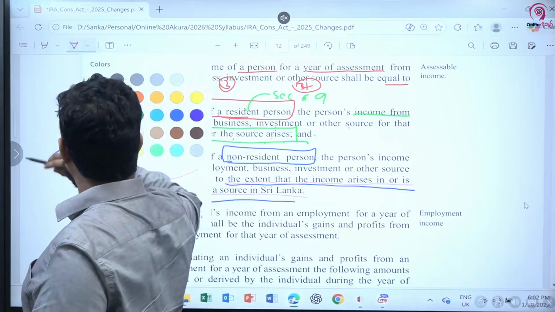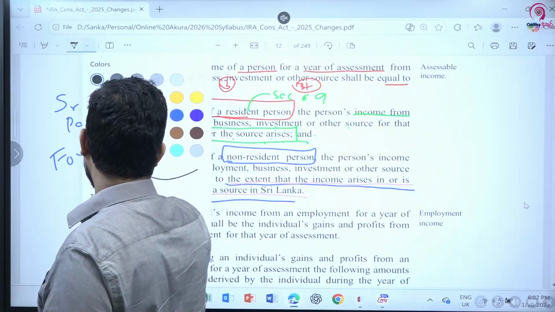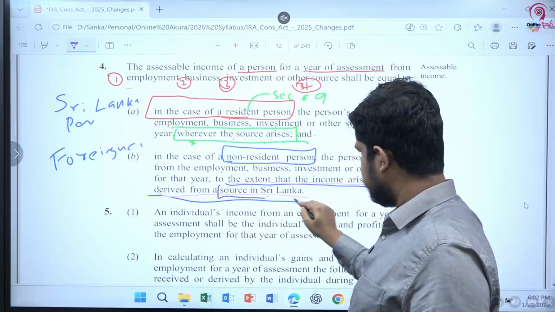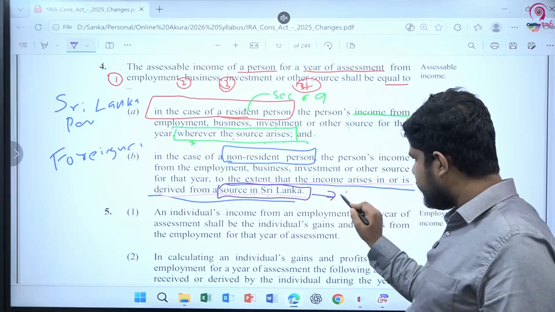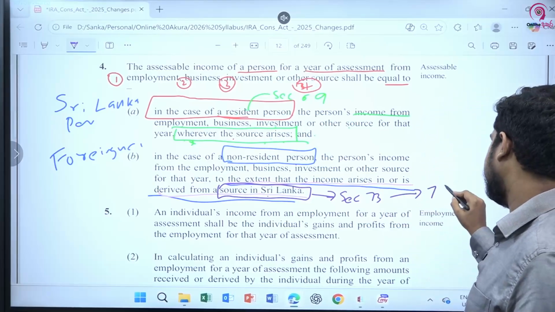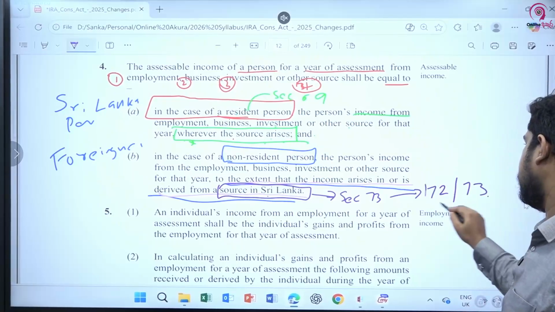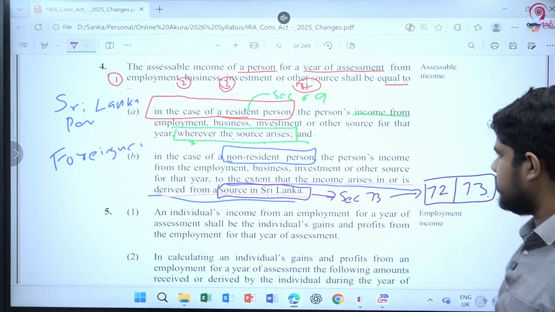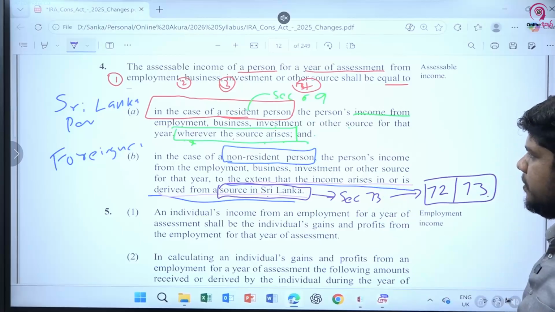So student, next question you might be having is, what is the source in Sri Lanka? Source in Sri Lanka is mainly referred to at section 73, but you need to look at other sections from section 72 onwards. Section 72, section 73, right? And what is not source in Sri Lanka is also mentioned. If it does not become source in Sri Lanka, then it's a foreign source, right?